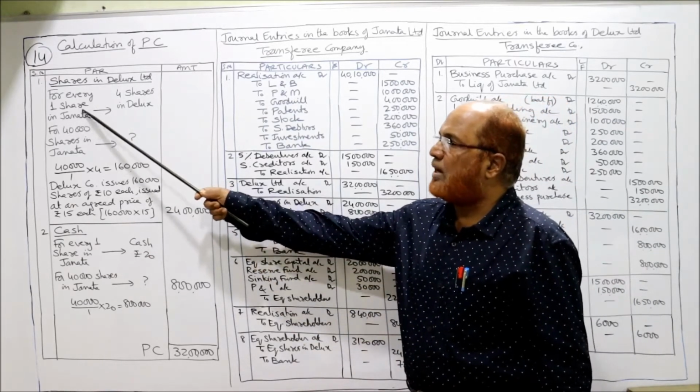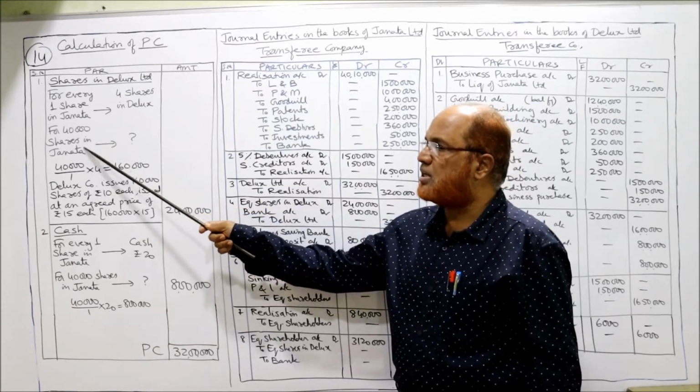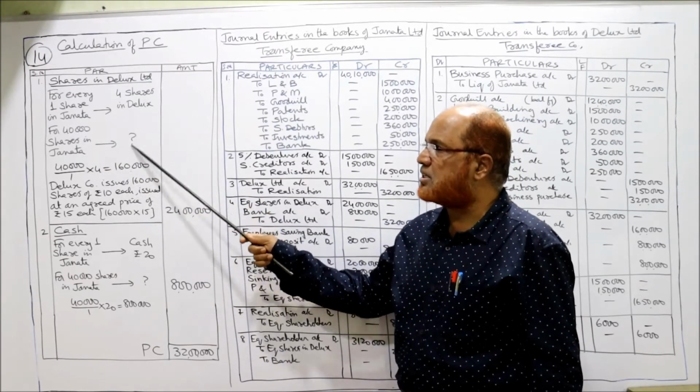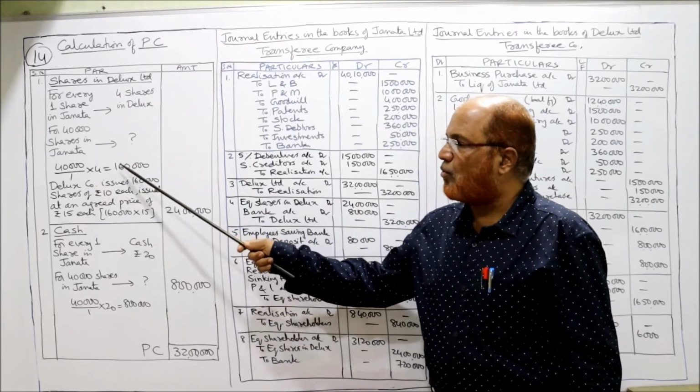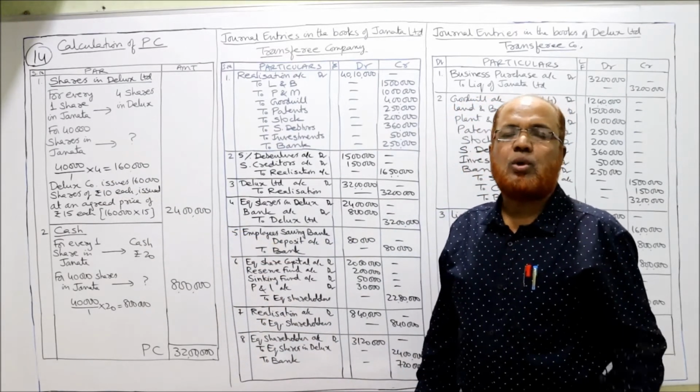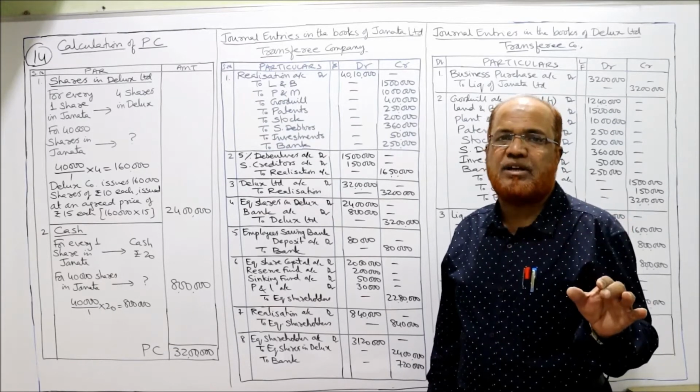For every 1 share in Janata Limited, 4 shares in Deluxe. For 40,000 shares in Janata, how many shares in Deluxe? So 40,000 divided by 1 into 4, 1,60,000. Totally 1,60,000 equity shares will be issued by Deluxe Limited.